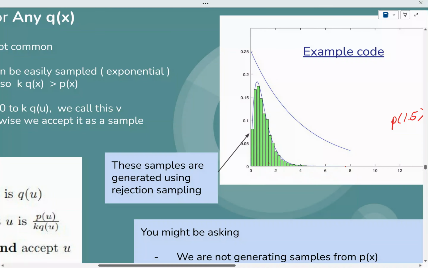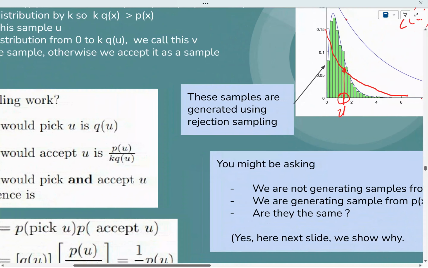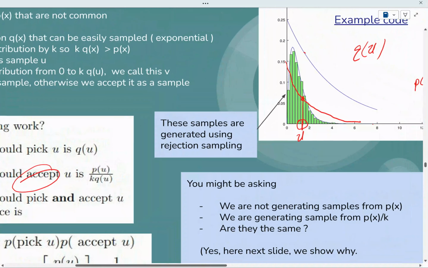Let's say this particular value, it's based on the exponential distribution. So it's q of u. Let's say this value is u. So the probability of you picking this point is based on q. And then the probability you will accept u is basically this total height, right? So this is kq(u). And then this region, which is p(u).